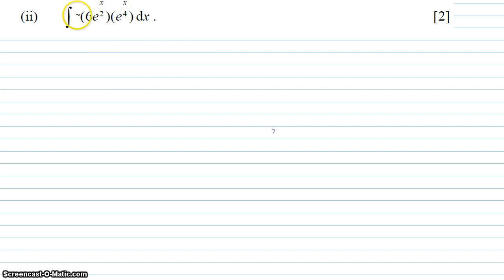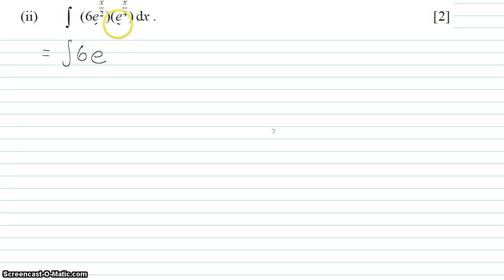So question 2a part 2 asks us to integrate this expression, and I'm not so good at integrating products, but because I've got an e here and an e here, I don't have to integrate a product. I can just simplify it first. So I use what I know about indices.